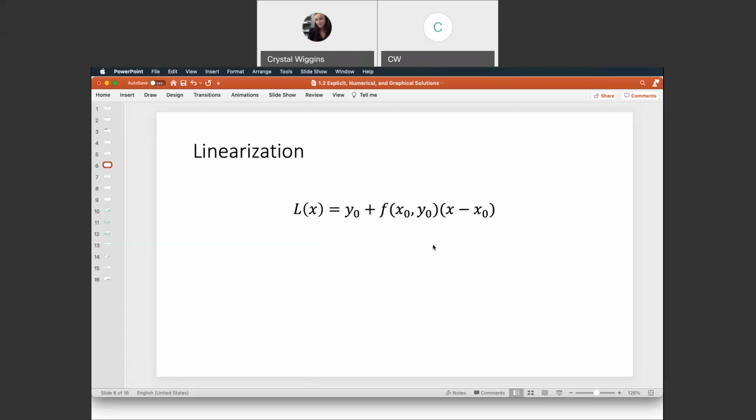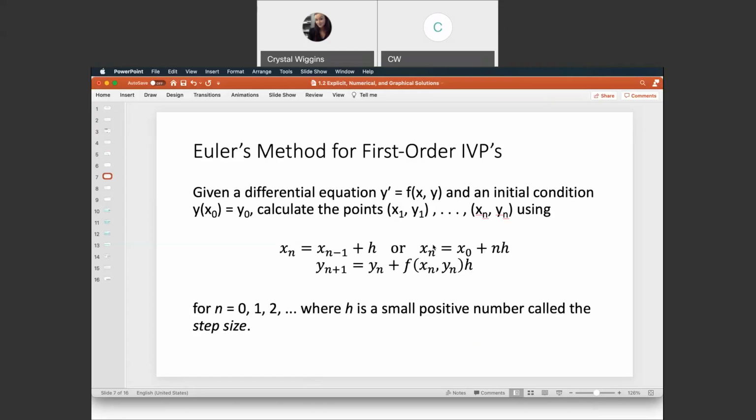It is following a pattern and getting you closer and closer to a specific point in order to make an approximation. So given a differential equation, okay, so y prime is equal to some function in terms of both x and y, and an initial value condition, so some initial x and some initial y, you're going to calculate some points until you get to the desired ending. Okay, so maybe I'm going to start at 1, 1, and I want to know what's happening at 3, 4.